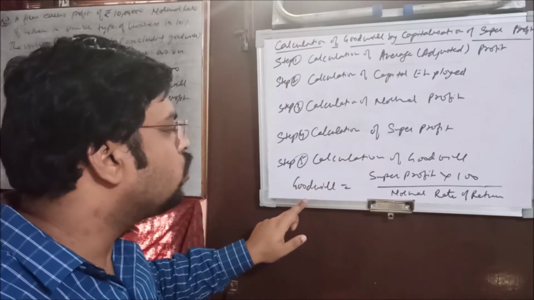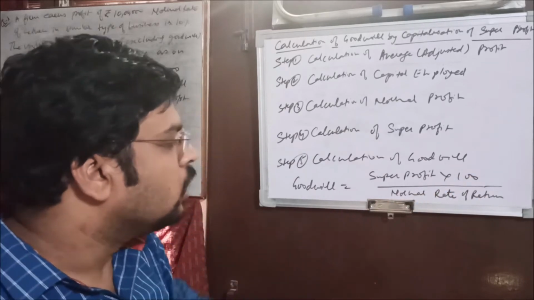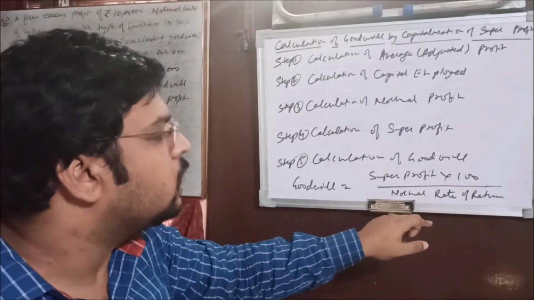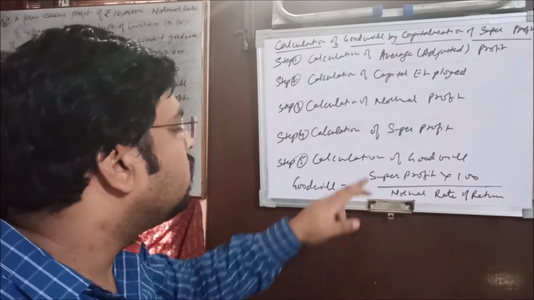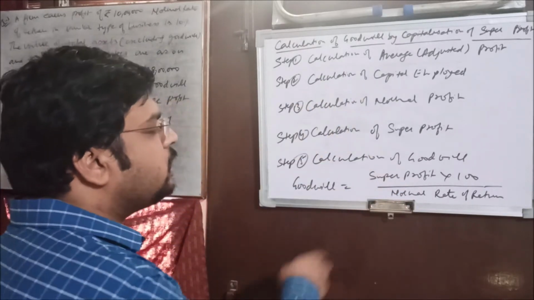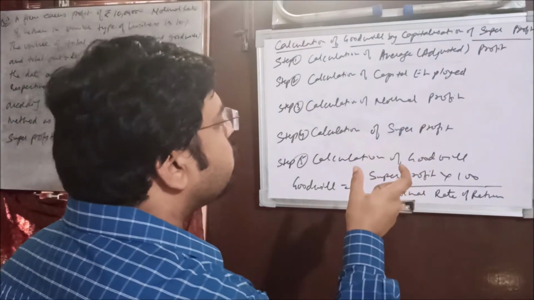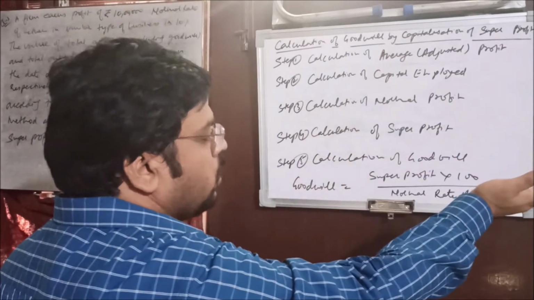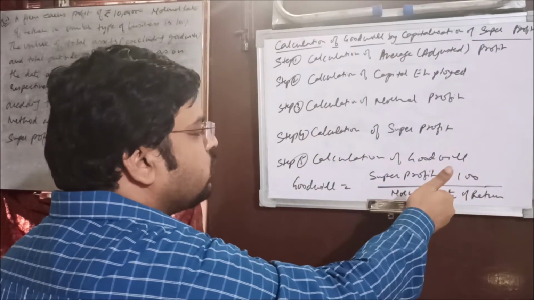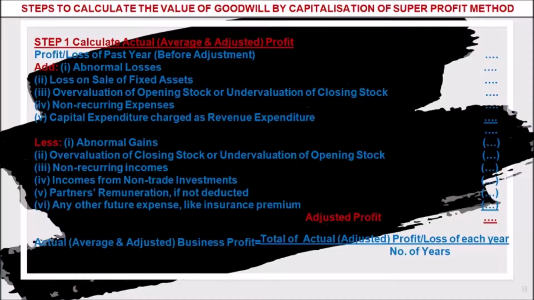Now the goodwill is equal to super profit multiplied by 100 divided by normal rate of return. On the basis of the normal rate of return which is applicable in the market, the super profit will be capitalized. Super profit denotes the difference between the actual profit and the normal profit. So the total capitalized value of the super profit will be known as goodwill here. Understood?